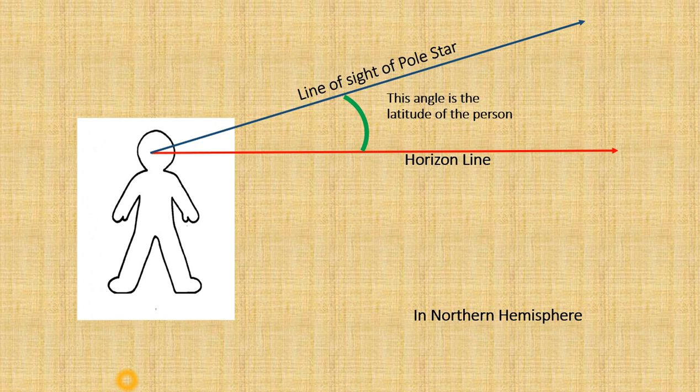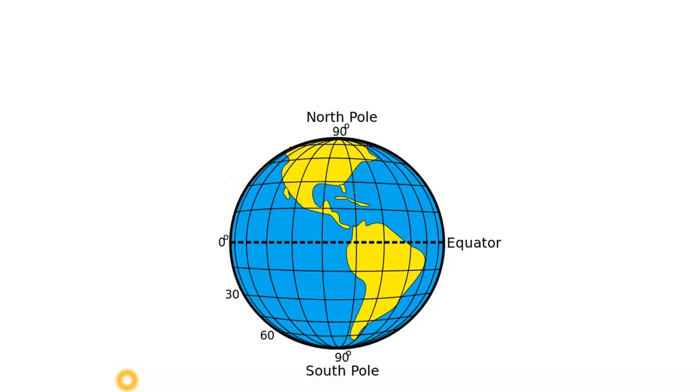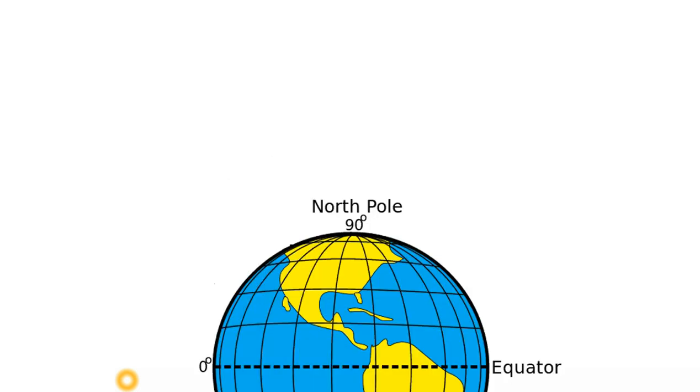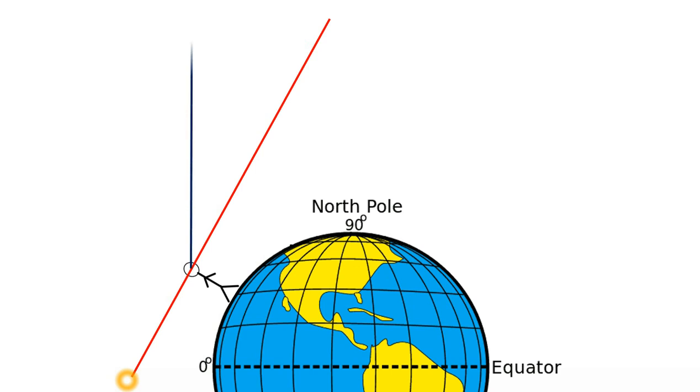Now let's practically try to do this on a globe, right? For that we need a globe, but we only need the northern hemisphere. And let's imagine somebody standing here at this latitude. We don't know the latitude. For this person, this red line will be his or her horizon, and to see the pole star, the person has to look towards the north direction, that is in the direction of this blue line.